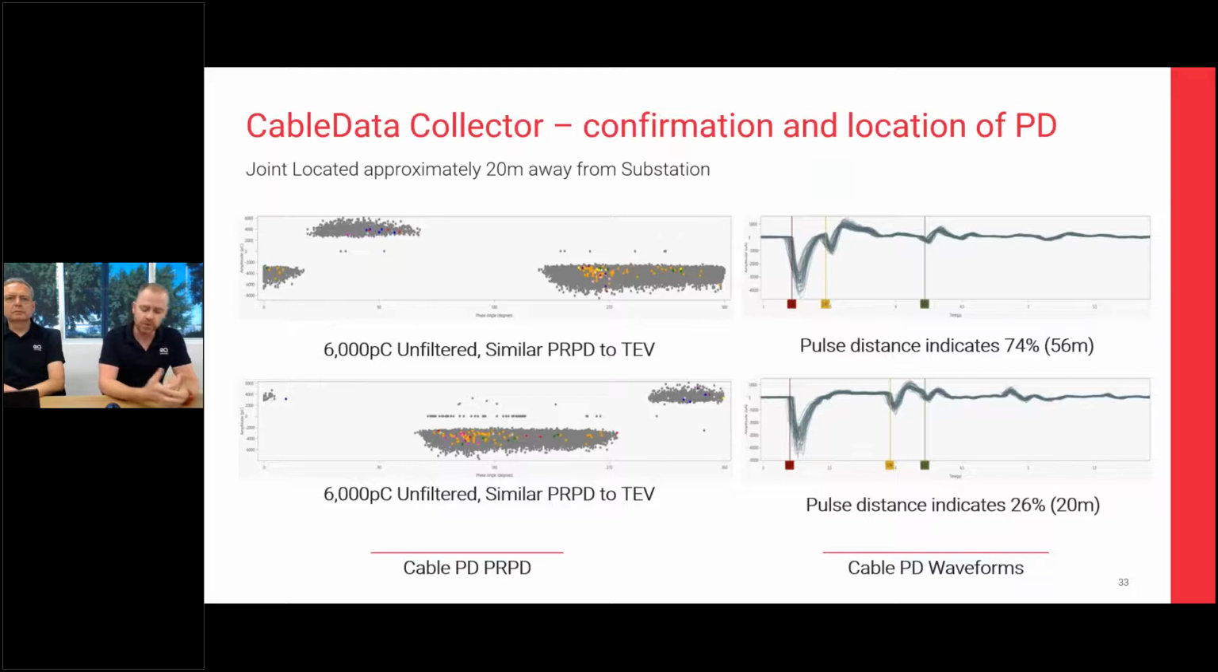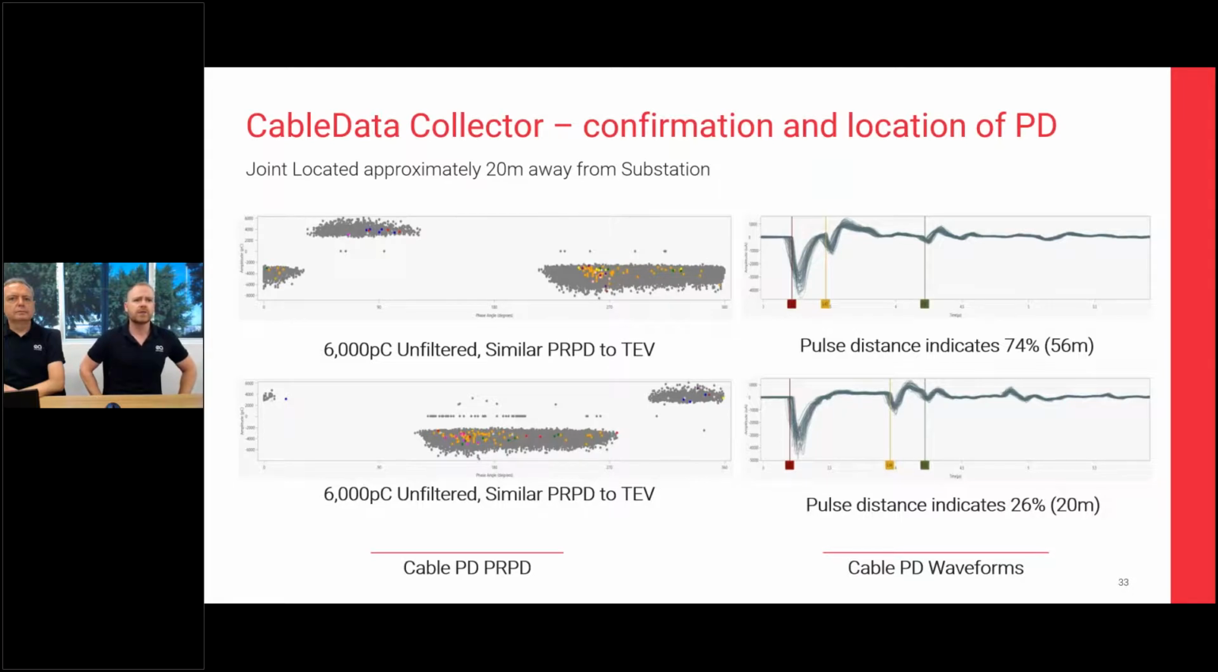So at that point, we look up all the cable history, the cable data, and we see if there's any joints along that section of cable. And there was one joint located around about 20 metres away from substation B. So the recommendation from that job was to look into that and consider what you're going to do about that.